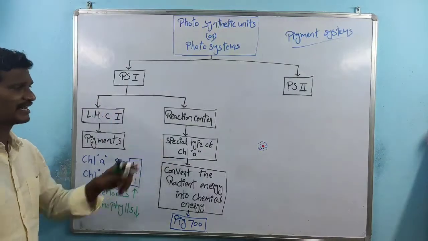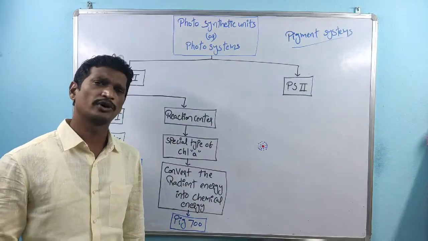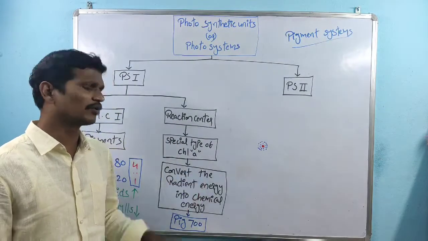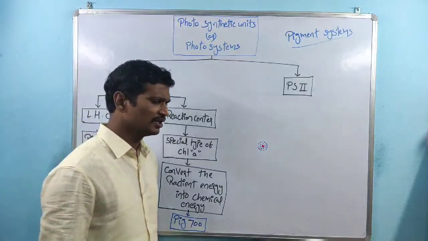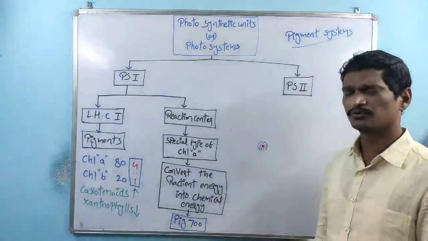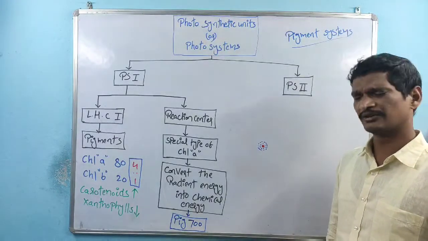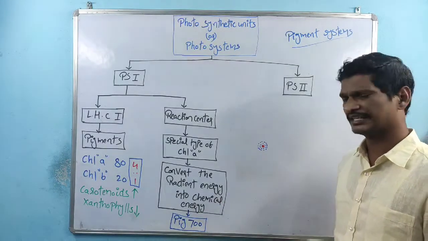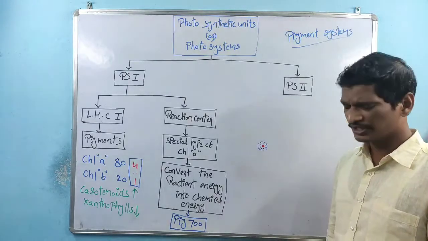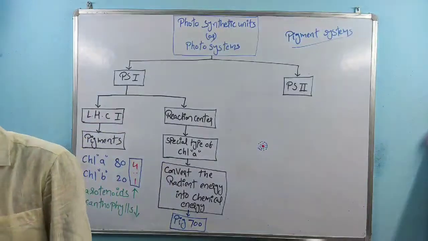The other component is the reaction center. This is a very important center point. A specialized, modified chlorophyll A molecule is present there. That one is majorly involved in the conversion process, where radiant energy, that is light energy, is converted into chemical energy.